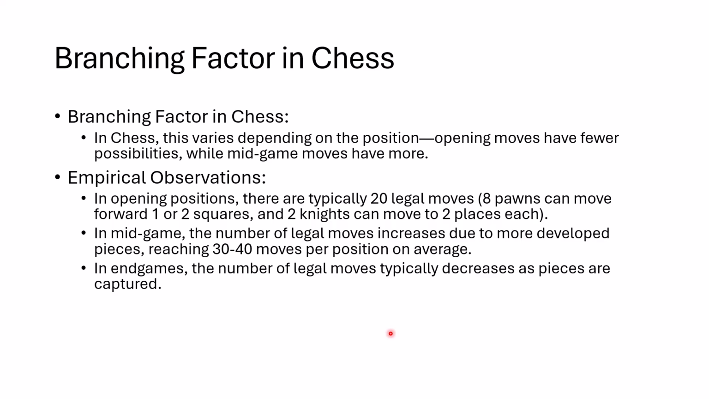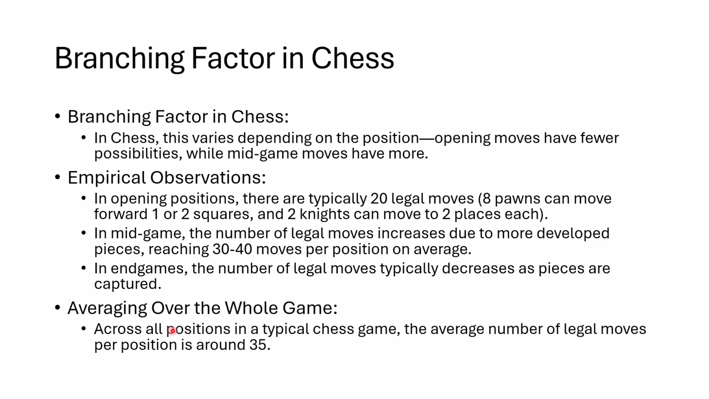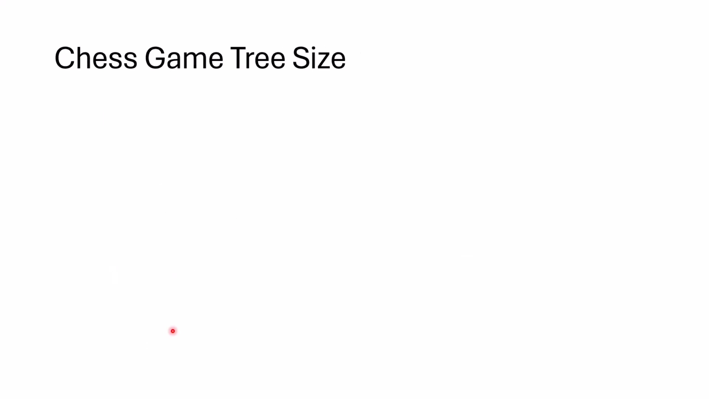In mid-game, the number of legal moves increases due to more developed pieces, reaching 30 to 40 moves per position on average. Because there are so many pieces for both sides. In end game, the number of legal moves typically decreases as pieces are captured, and there are not as many pieces, okay? So now you see, averaging over the whole game, across all positions in a typical chess game, we find the average number of legal moves per position is around 35. Around 35, okay?